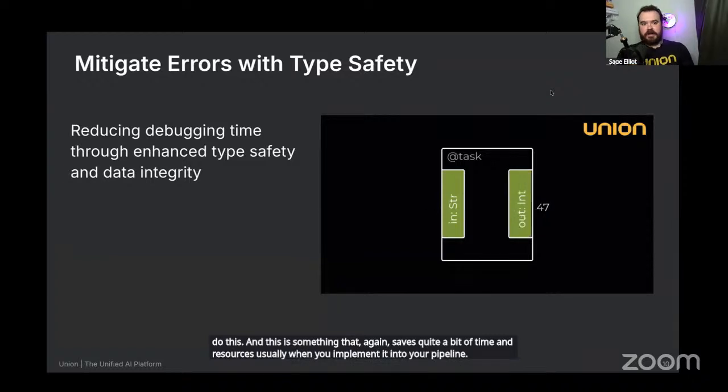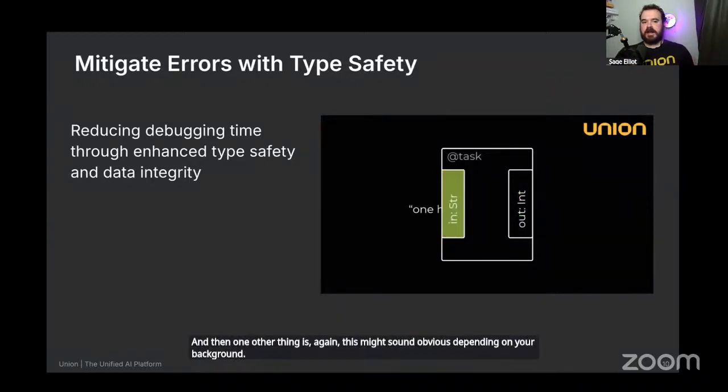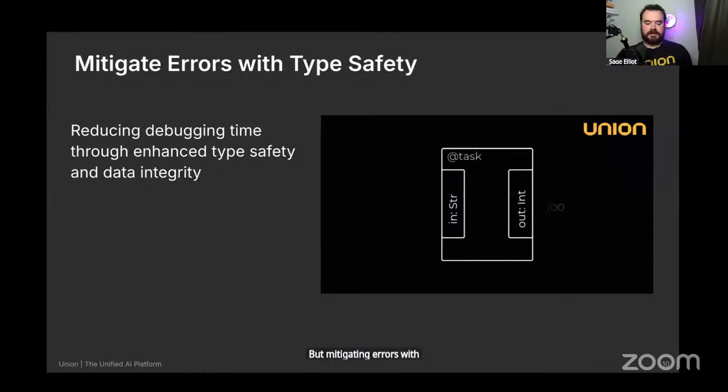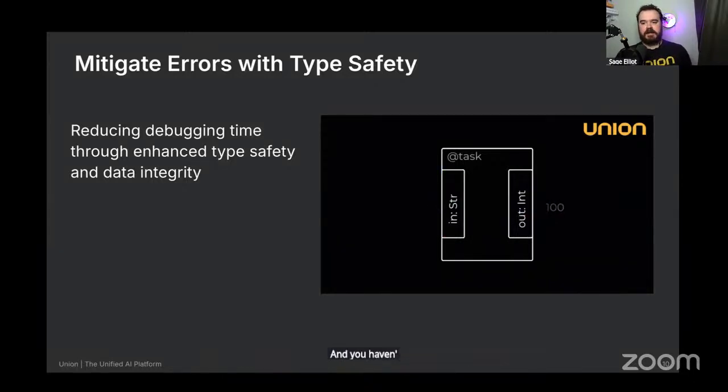And then one other thing is, again, this might sound obvious depending on your background, but mitigating errors with type safety. This kind of makes your code a little bit more shareable and readable for people. So if you've just used Python before and you haven't done type hinting, Union and Flight, the open source that I'll talk about shortly, we enforce this.